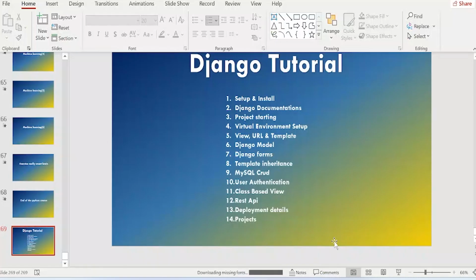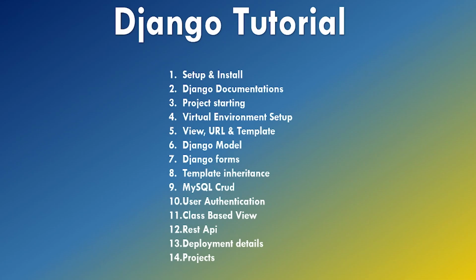So the next section will be Django models. A Django model is how you store your data, how you keep your data, and where you keep your data. Django models help you store your data, probably in the database. That's why this section demands a different section.